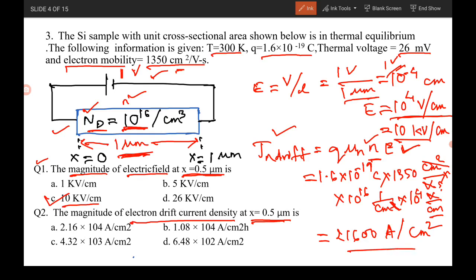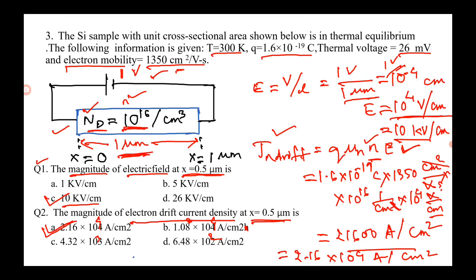So this is our answer, which you can also write as 2.16 times 10 to the power 4 amperes per centimeter square. So our answer is option A, that is 2.16 into 10 to the power 4. Everything is in powers and squares here. So our answer is 2.16 times 10 to the power 4 amperes per centimeter square. Let's move on to the next question.